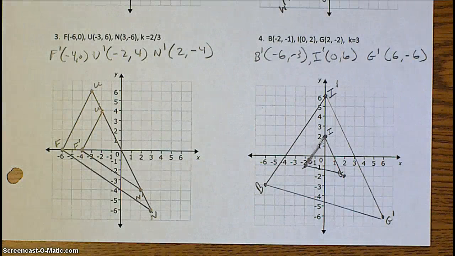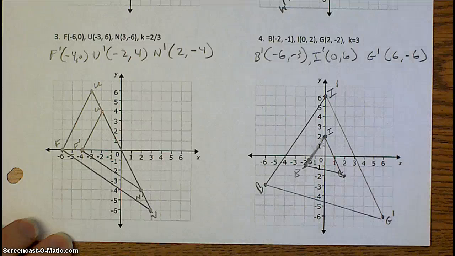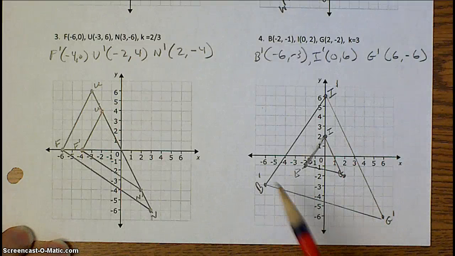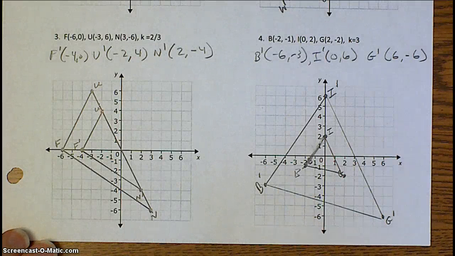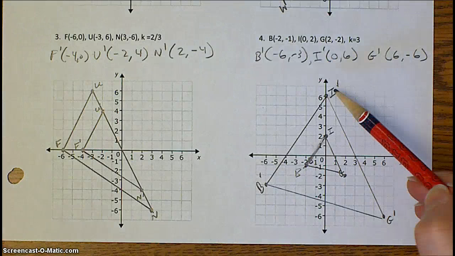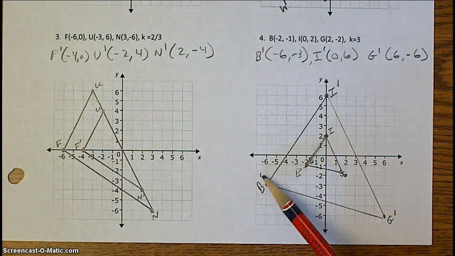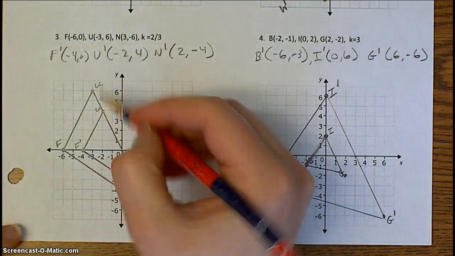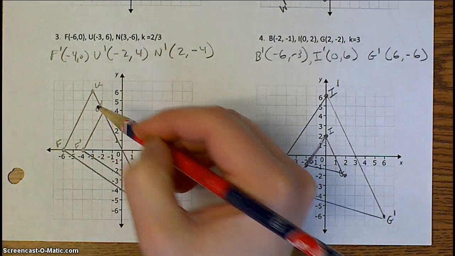Here are examples 3 and 4. Just a couple things to keep in mind. Make sure that when you do your dilations, your image should always have the prime symbols on it. Okay?